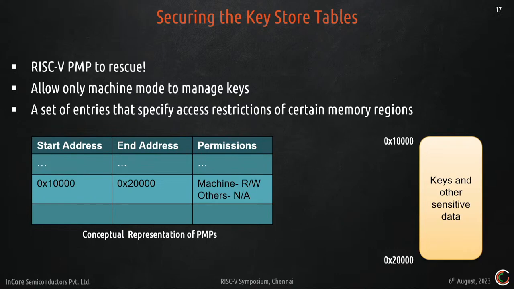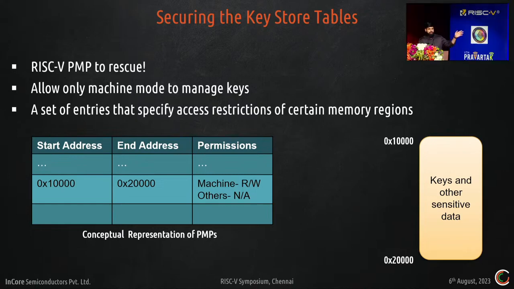So in RISC-V PMP, you can basically go ahead and say that if your keys are stored between 10,000 to 20,000 hex, you can define an entry saying that from 10,000 to 20,000, I would allow only machine mode to perform read and write, and I would not allow user programs to read and write. That way you can make sure that only machine mode has access to this, and mostly machine code is part of your trusted code.